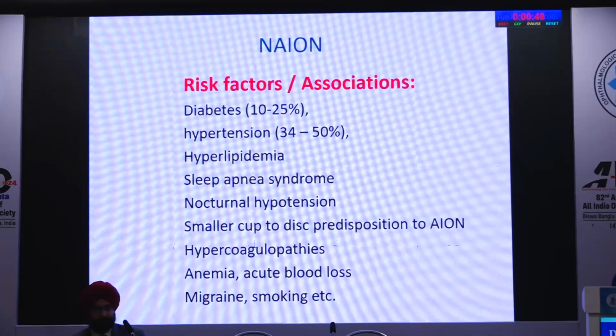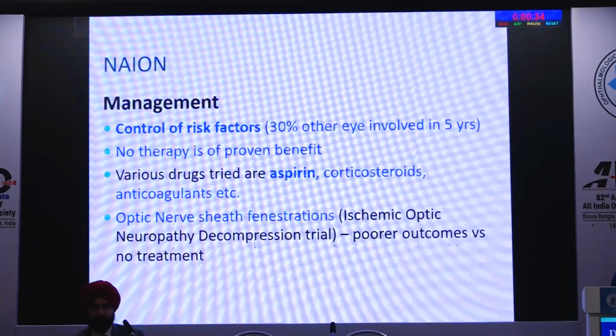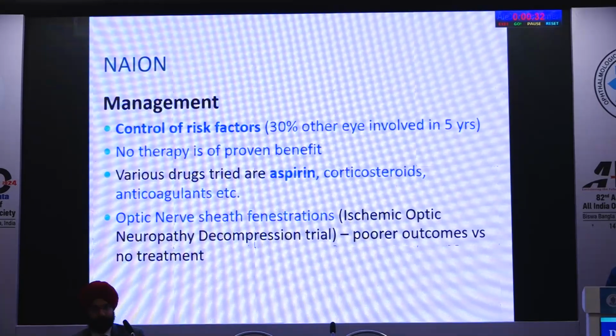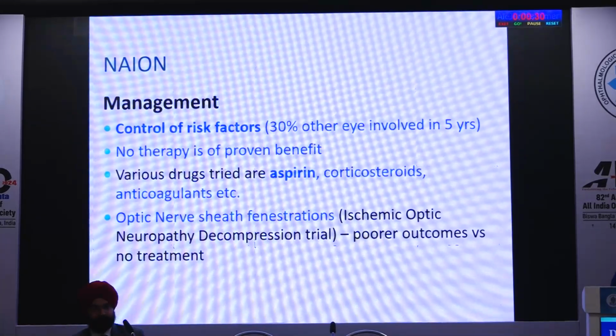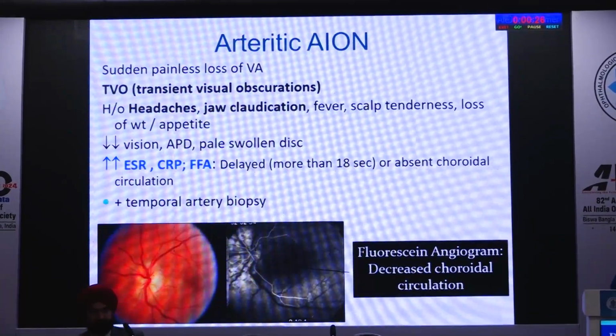Whenever you have an NAION, the most important thing is to identify risk factors and manage them, because recurrence in that or the other eye is very frequent unless the cause or the etiology behind the ischemia is managed. Again, control of risk factors is the management, and any other treatment has not been found to be very effective. Arteritic is just important to differentiate.